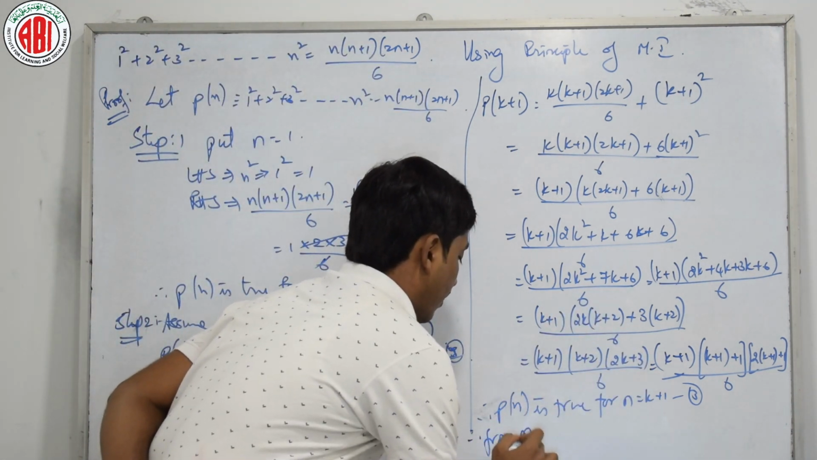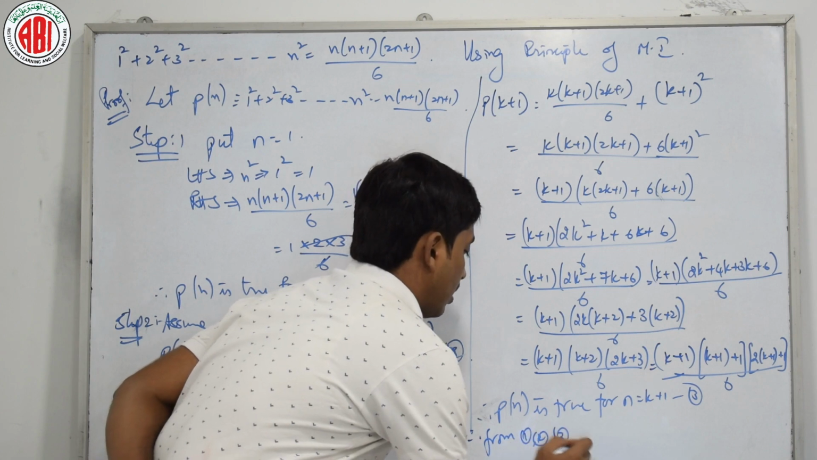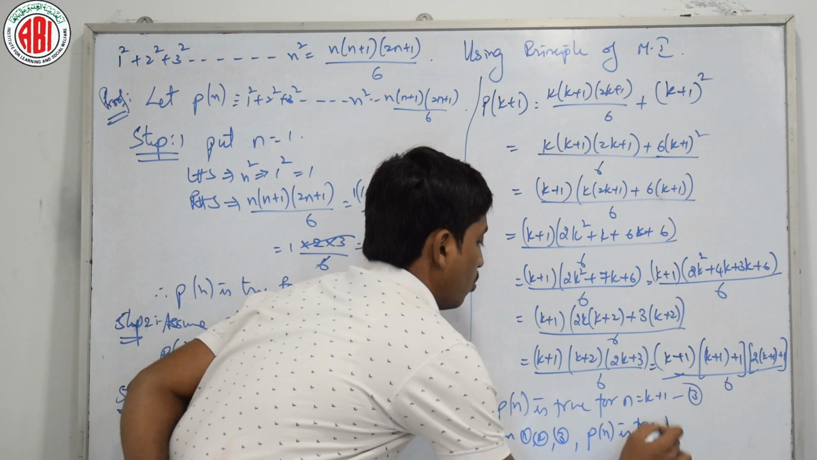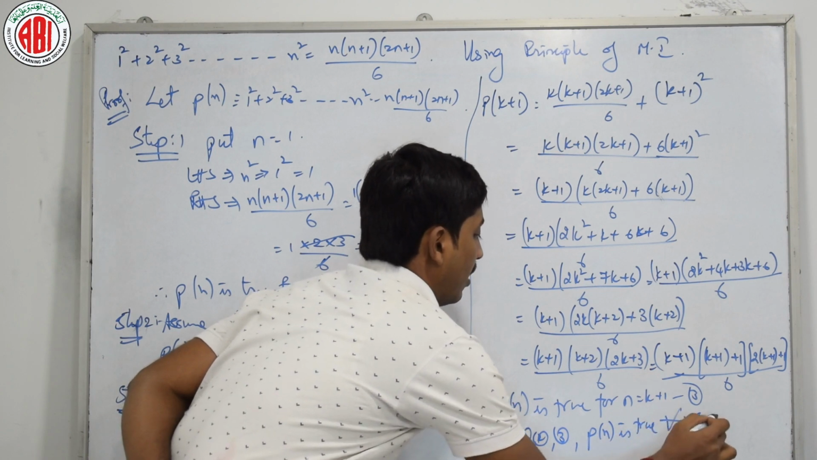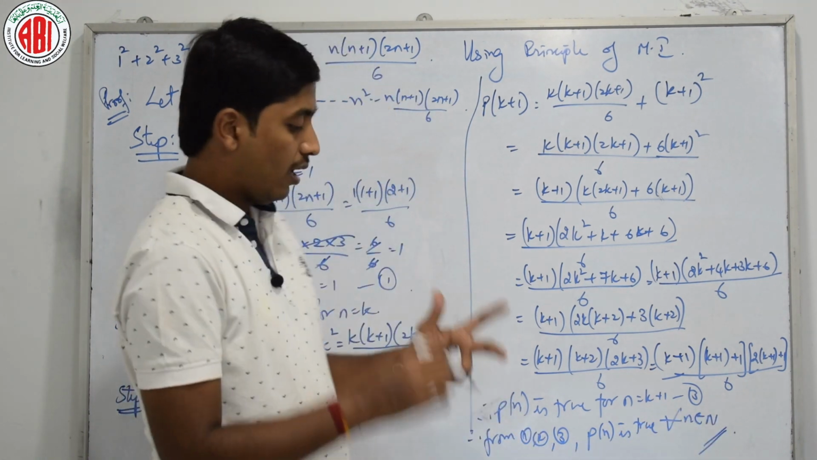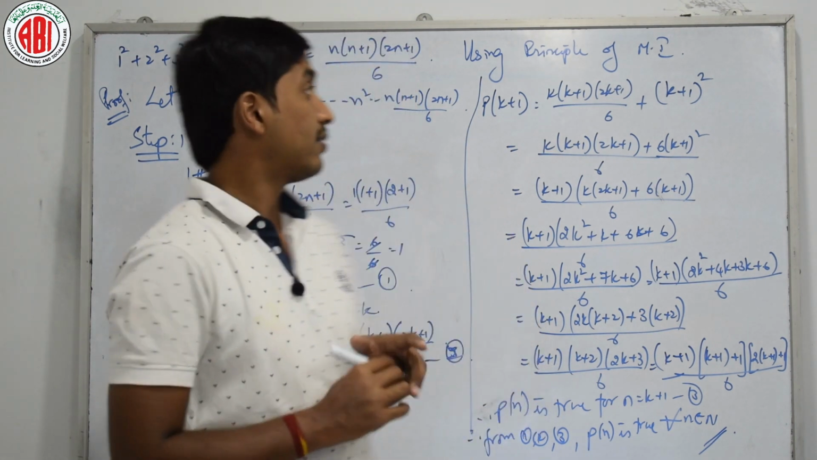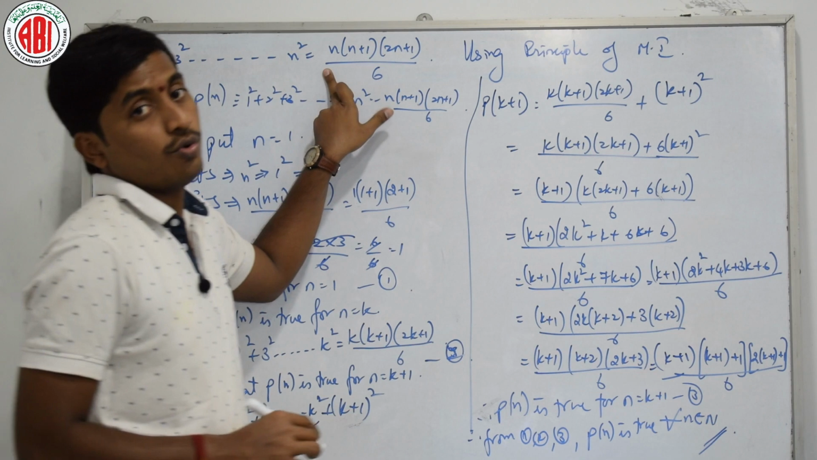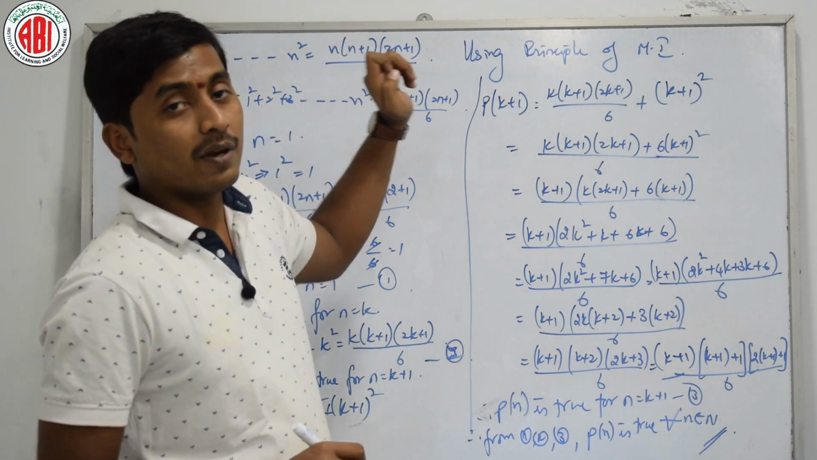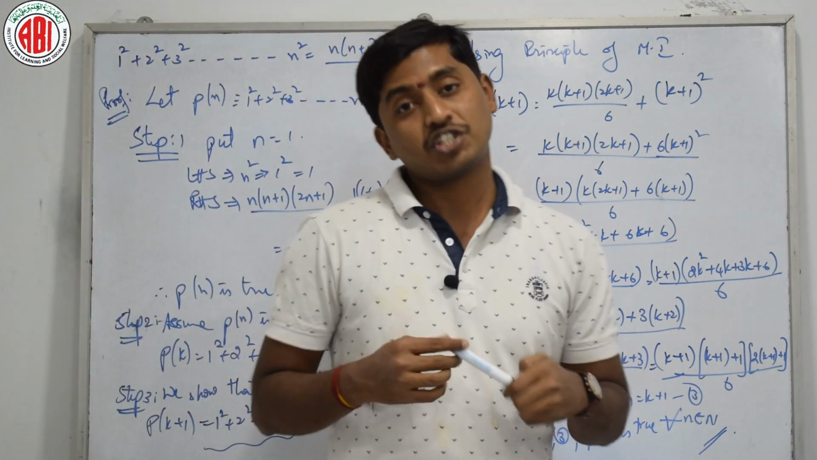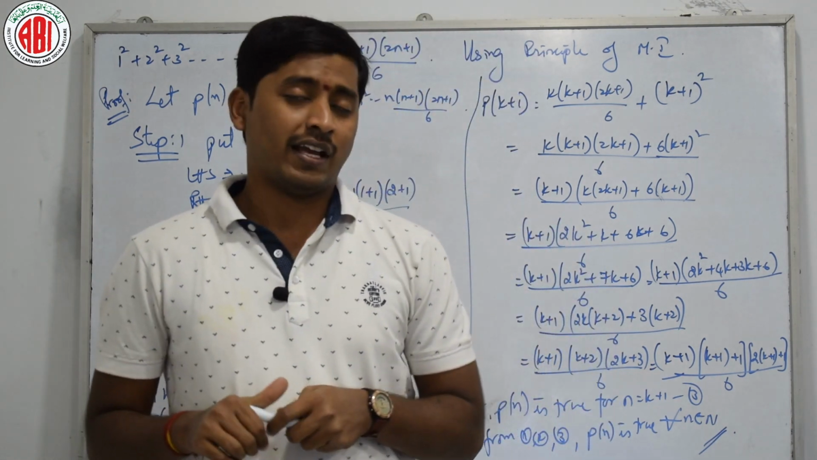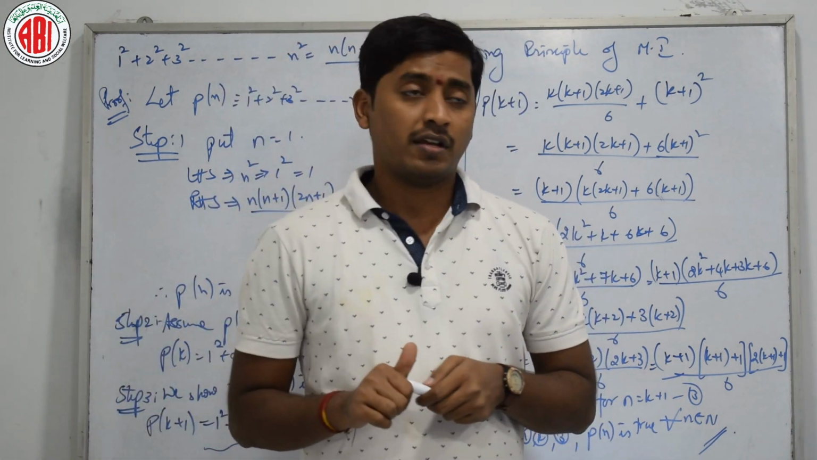Therefore, from 1, 2, 3, we can prove that P of n is true for all n belongs to N, which means for all natural numbers n, this statement is true according to the principle of mathematical induction. Is it right? Isn't it easy to prove? Fine. Shall we move on to the next problem?